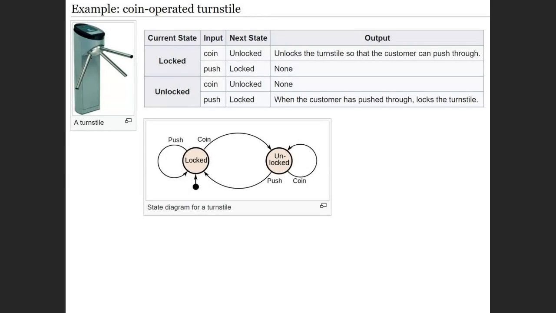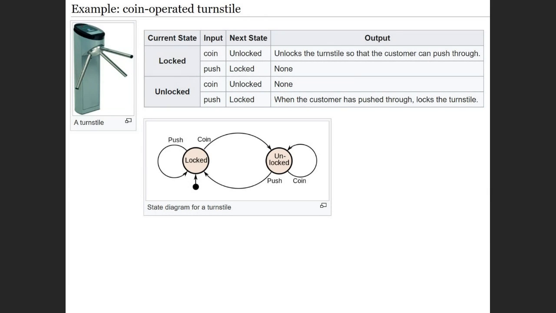How does it work? A turnstile machine may be locked or unlocked. So if a machine is locked, we enter a coin, it is unlocked. If we push an unlocked machine, it's locked again. So the output is none. If the machine is unlocked, we put a coin, the next state is unlocked. If we have an unlocked machine, we push, it is locked. So the next customer cannot enter without entering the coin.